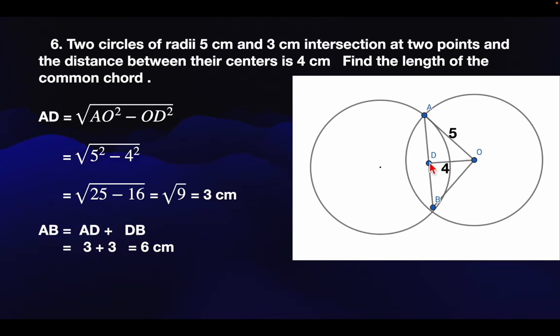So this is actually the center of the smaller circle. Can you see how small the circle is? But I have drawn it big so that we can see the triangle easily. Okay. So distance between the two centers is 4. So apply Pythagoras theorem. You will find that this value AD is 3. So what do we understand? And the length of this chord will be 3 plus 3, 6. So this chord is 6 centimeter.